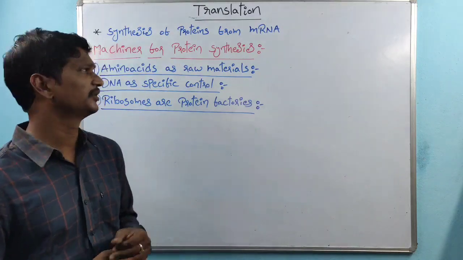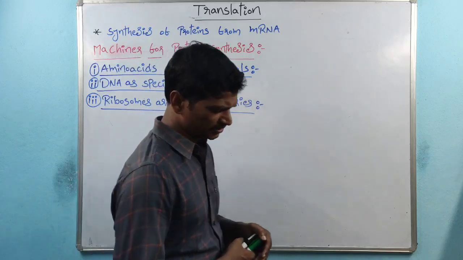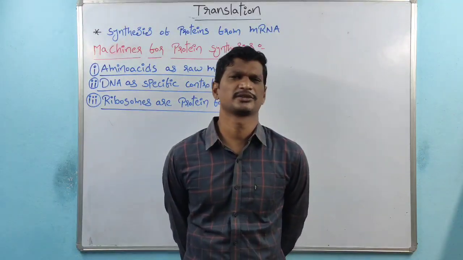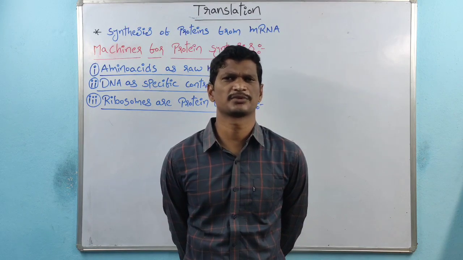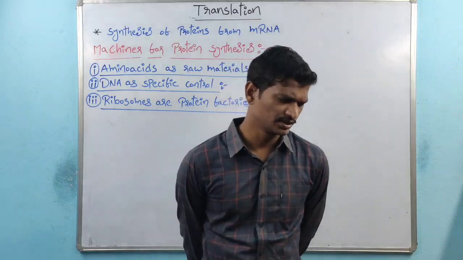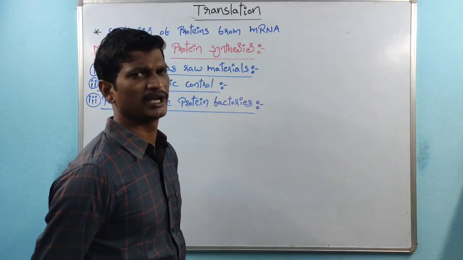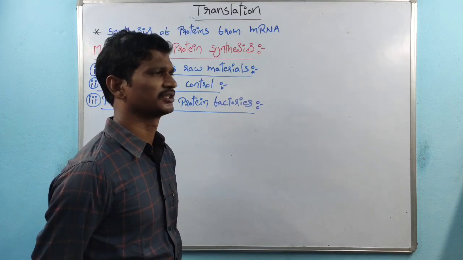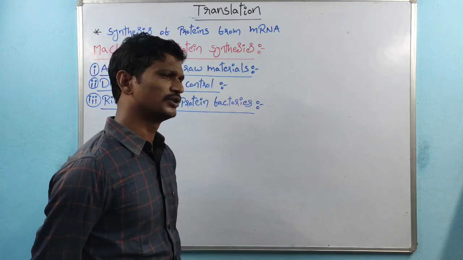Hi students, coming to the next class, the translation process. In the last class we discussed transcription, and after that we discussed post-transcriptional modifications. We discussed the 5' cap synthesis, the 3' poly A tail synthesis, and the splicing mechanism. These three concepts we discussed.